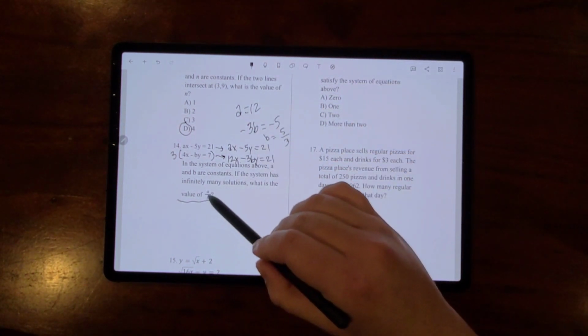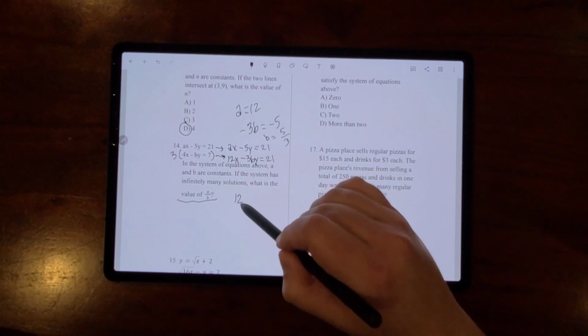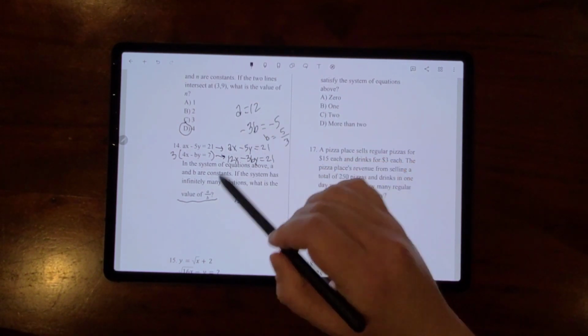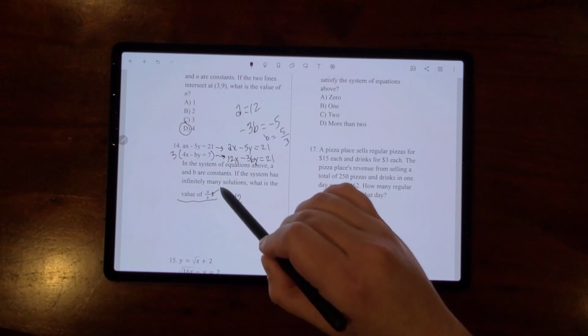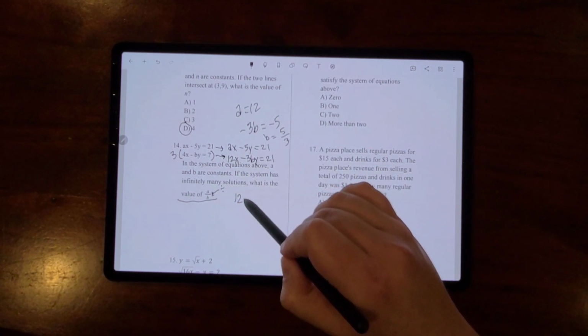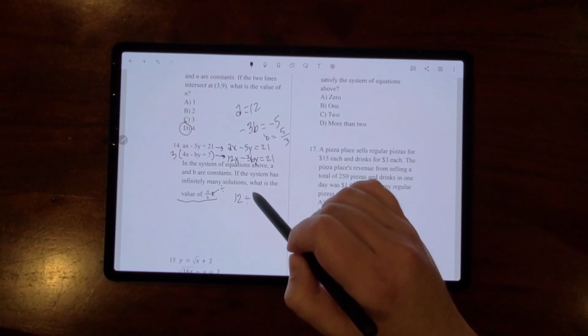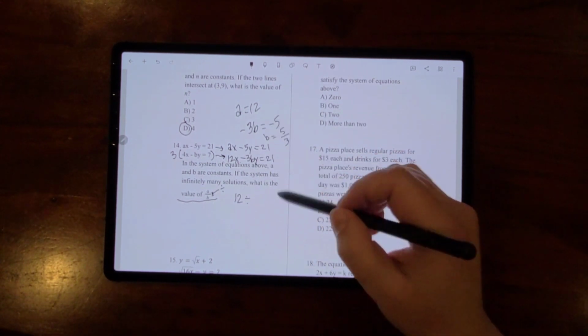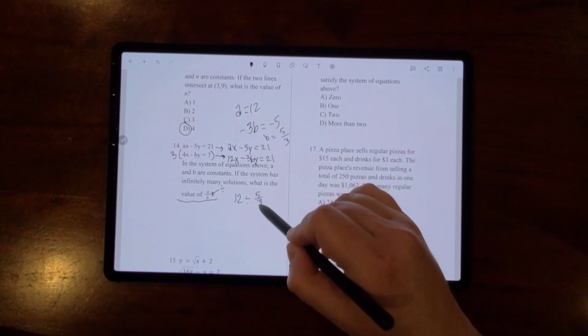So now to do A over b, it would be 12 over 5/3. And remember, a fraction bar is the same thing as a division sign. So this is the same thing as saying 12 divided by b, or A divided by b, which would be 12 for A, divided by b, which is 5/3.